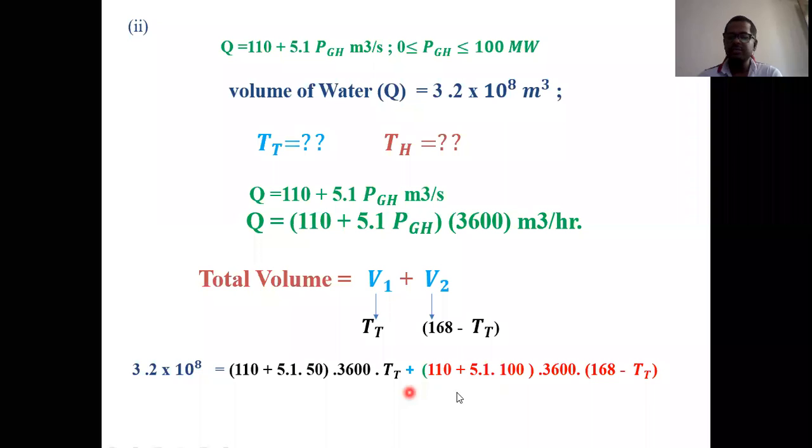Solve this equation and tell me the TT value in our chat box. Yes, I got the message from A4, it is around 58. So let's see the answer for the TT value.